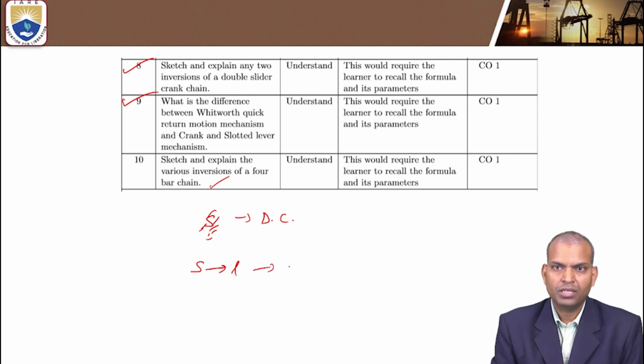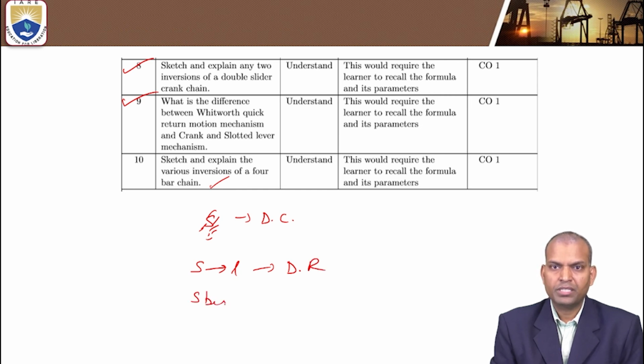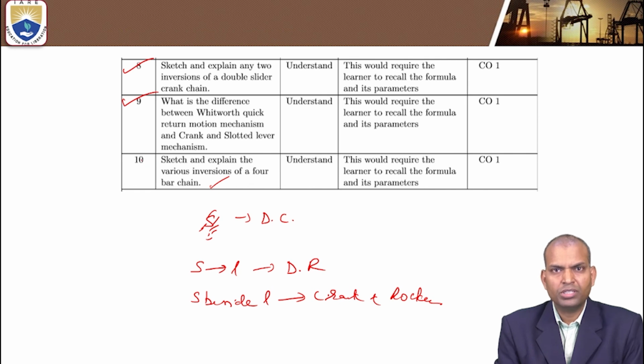Then what happens? Double rocker mechanism. Link beside the shortest link is fixed. Then what happens? Crank and rocker mechanism. Like that, different inversions are obtained. These are very, very important questions. So far we covered critical thinking, though of course it is not critical thinking; some of them are mixed, based on conceptual understanding.